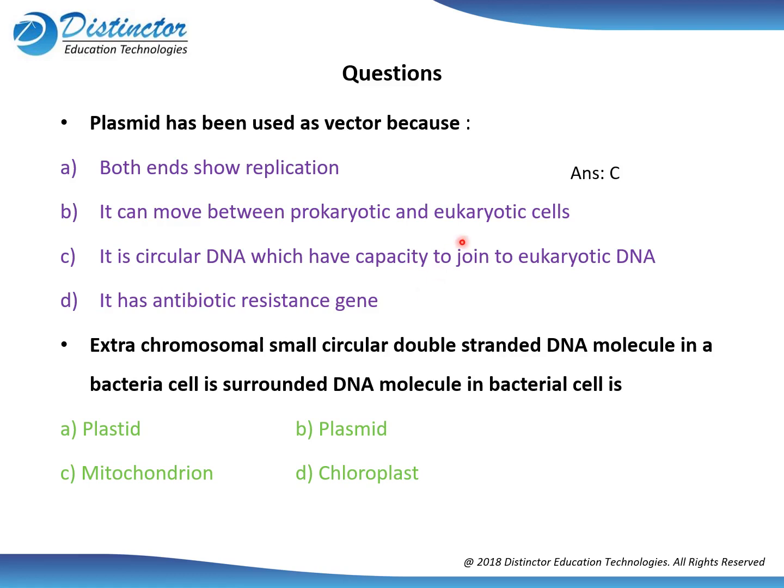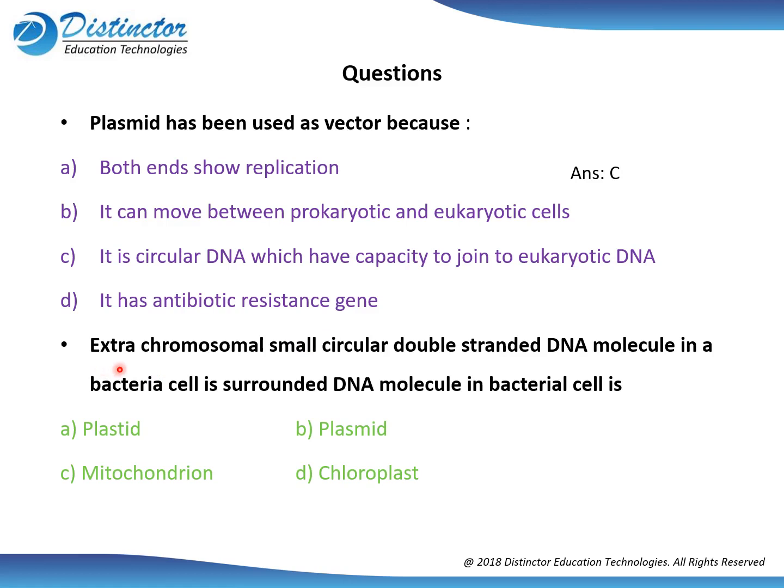The answer is C, because it is a circular DNA. So then only we are able to attach the gene of interest DNA. It has a capacity to join the eukaryotic DNA. So that is why we are using a plasmid as a vector. That is the main reason plasmid is used as a vector.